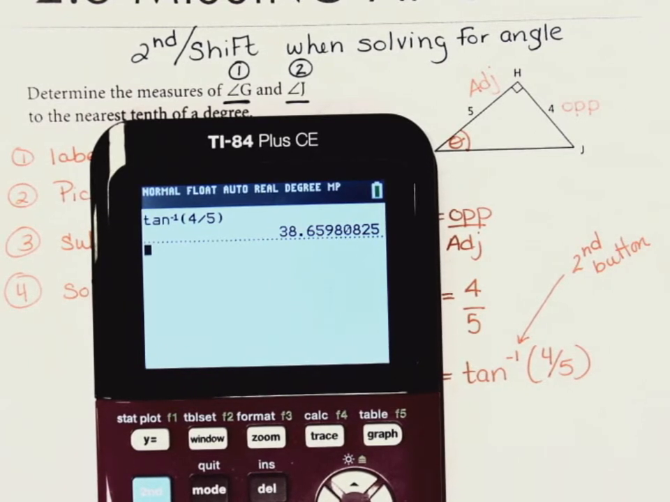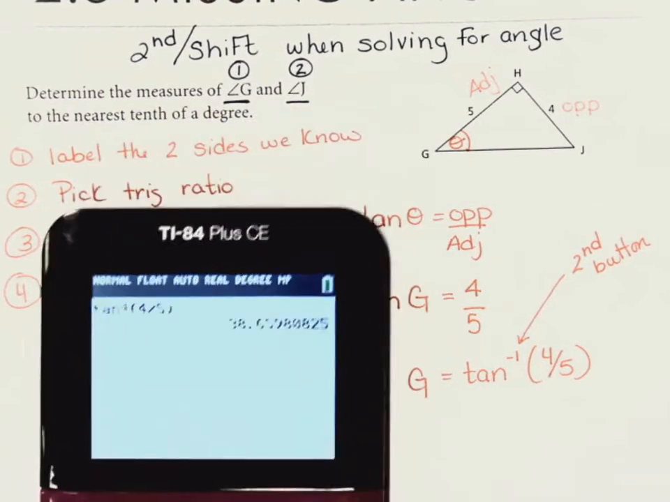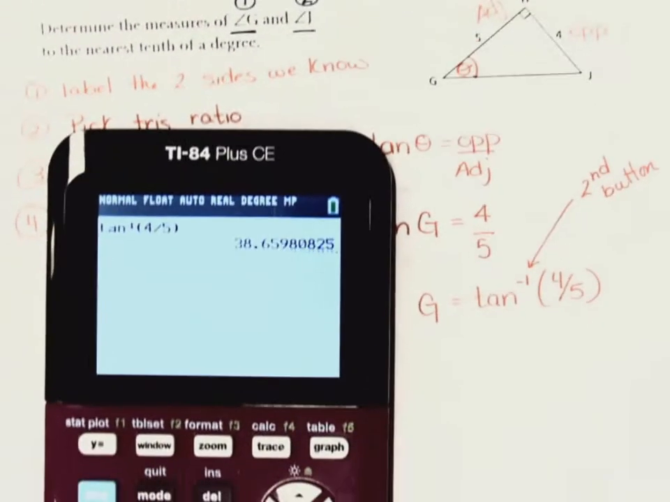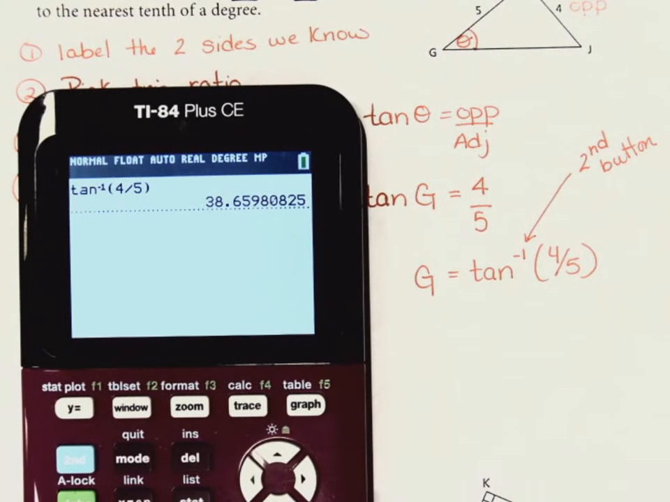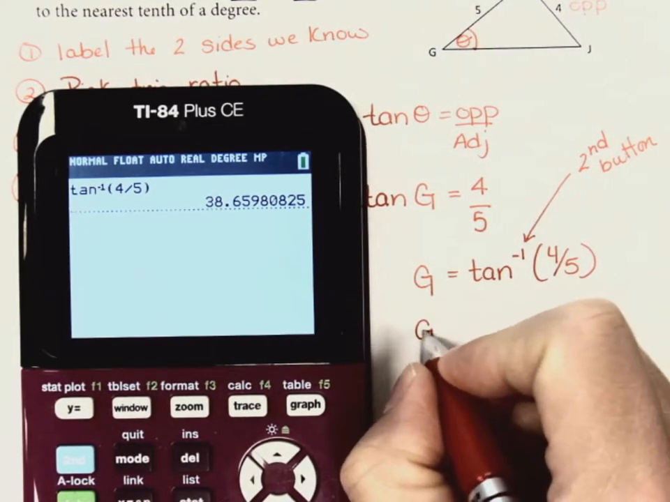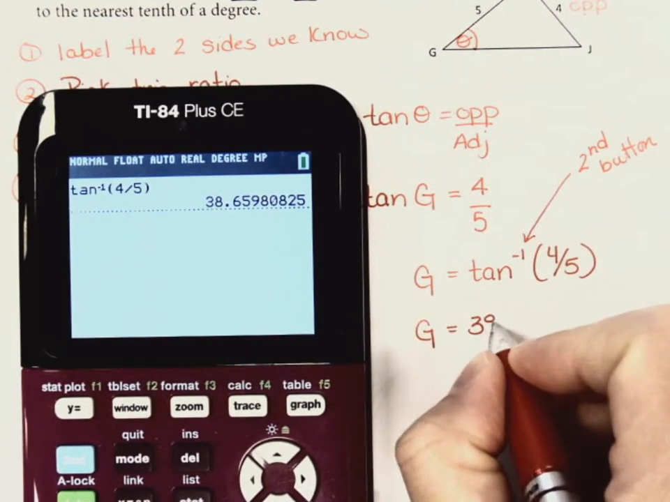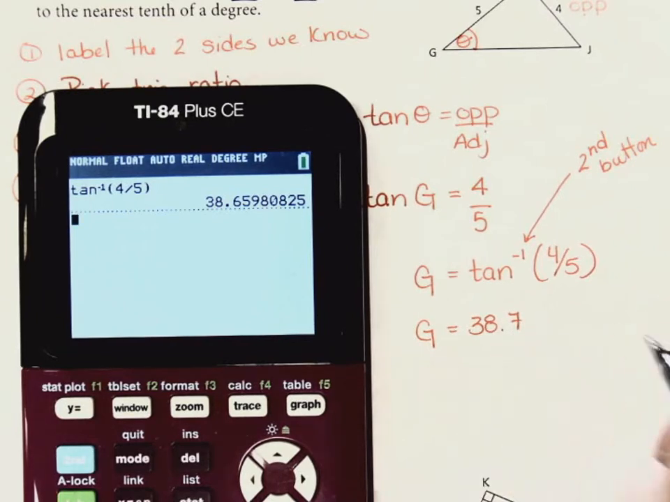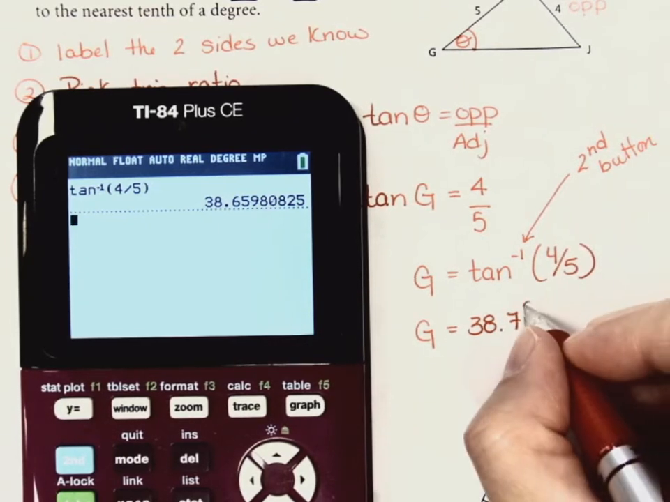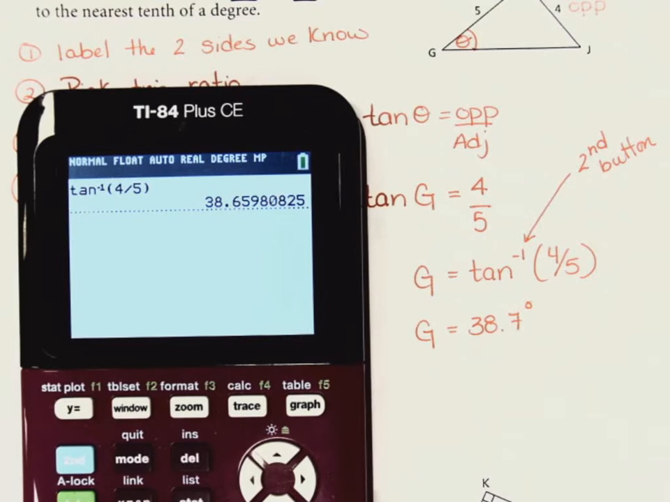Okay, so what are we rounding to? 38.7, because we're rounding to the nearest tenth of a degree, so we're going to 1 decimal place. So angle G is going to be 38.7. And what are my units of measure for the angle? What are our angles measured in? Degrees. So you need your degree symbol.